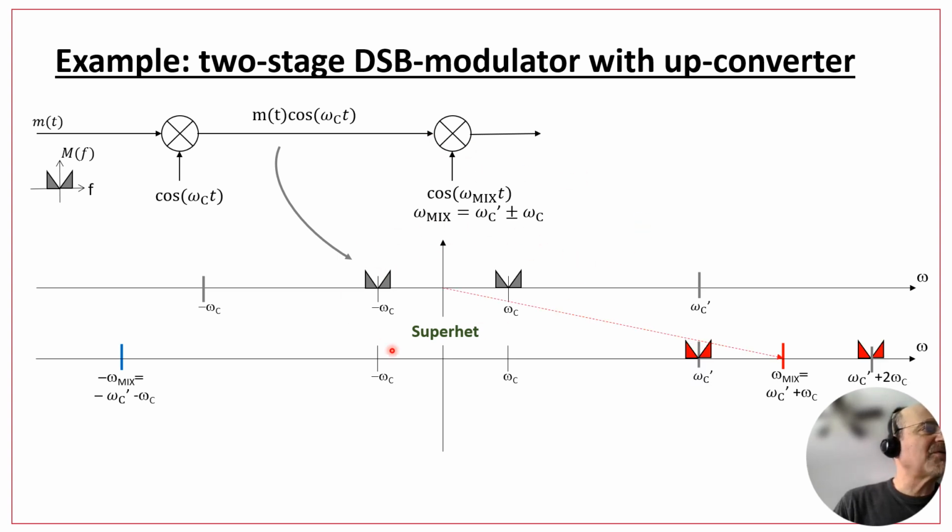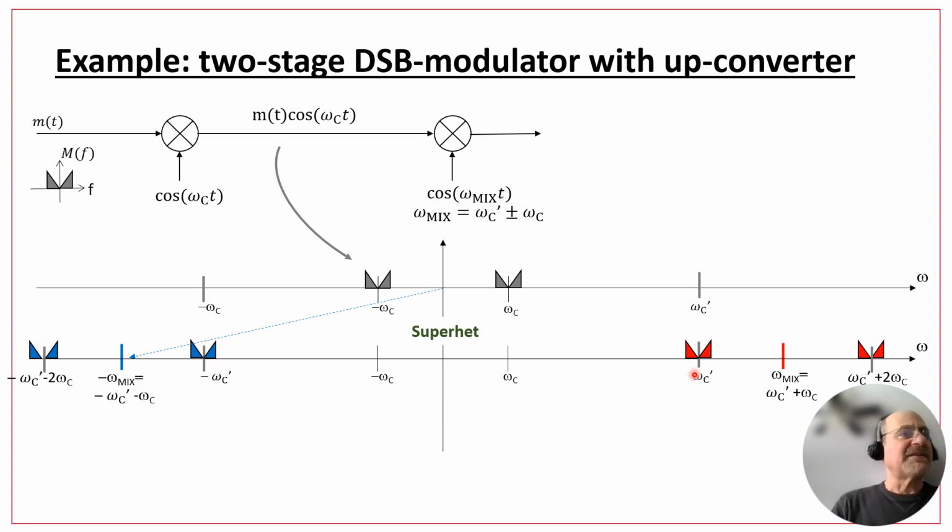That's our target frequency. And when you do the multiplication here, you get a translation of the spectrum. You can see that the whole spectrum here, the DSB spectrum, is translated to omega mix, giving rise to these two components, one at omega C prime and this high frequency subproduct. And then the second version of this spectrum appears at negative omega mix. That's negative omega C prime minus omega C. That's giving rise again to these two terms.